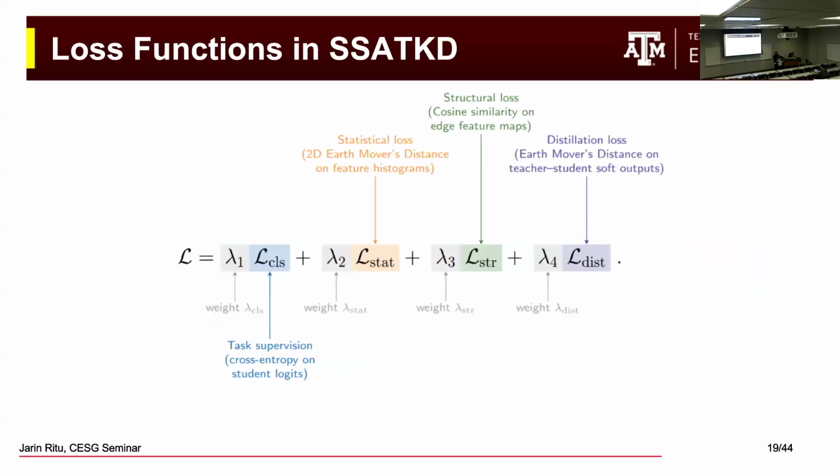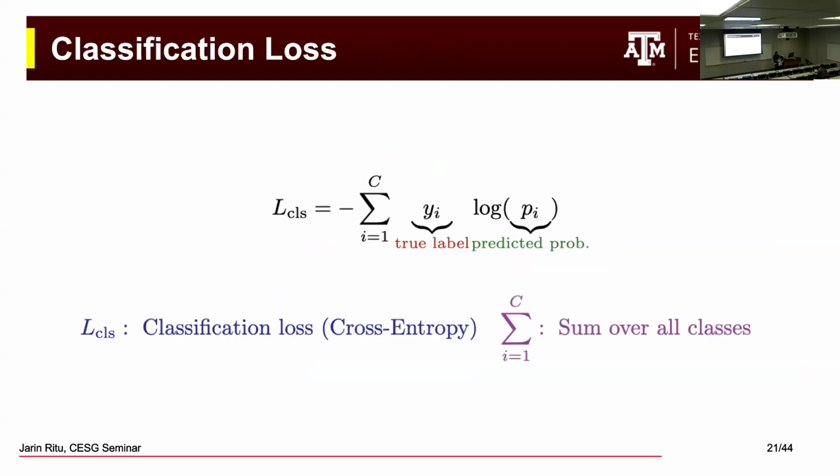As I already mentioned earlier, I have multiple components in my total SSATKD framework. The first one is classification, as I will be doing a classification task. It's a supervised classification loss. For the classification loss, I am using the regular cross entropy loss. Through the cross entropy loss, the student tries to learn from the ground truth label.